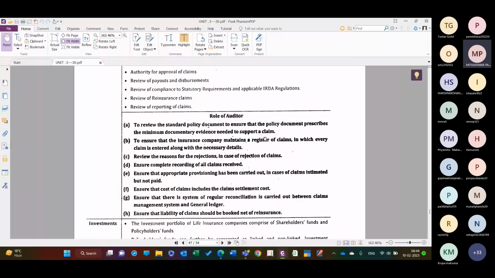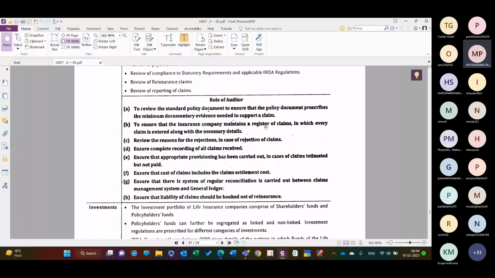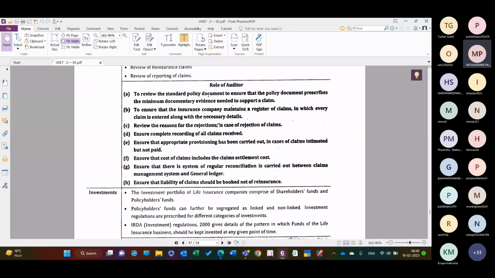If it is a normal life insurance policy and the maturity comes, then obviously only KYC is needed. Policy is matured and you have to return the money. So same way. To ensure that the insurance company maintains a register of claims in which every claim is entered along with the necessary details. Review the reasons for the rejections in case of rejection of claim. अगर claim reject करते हैं insurance company तो उनको reason देना पड़ेगा, कोई option नहीं है, right?